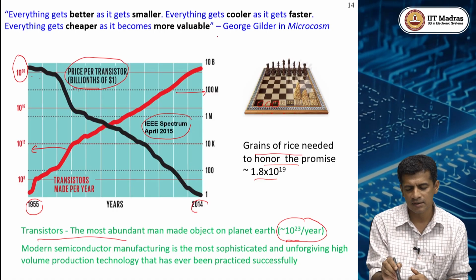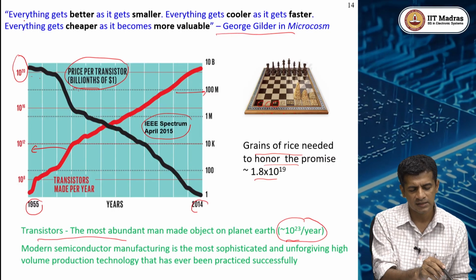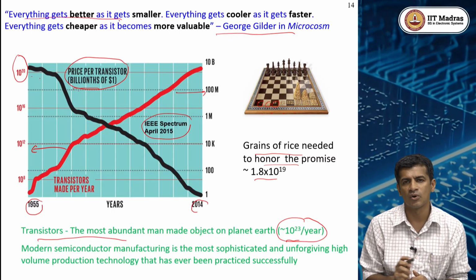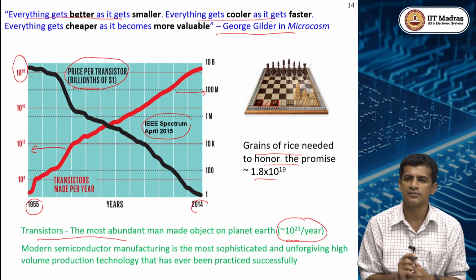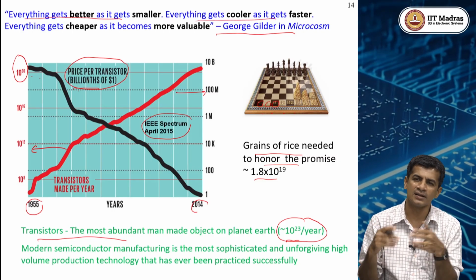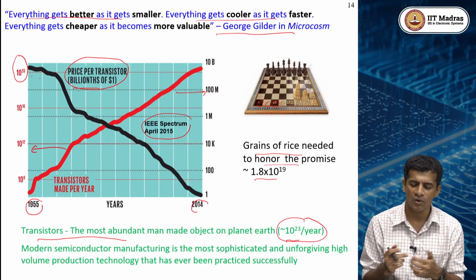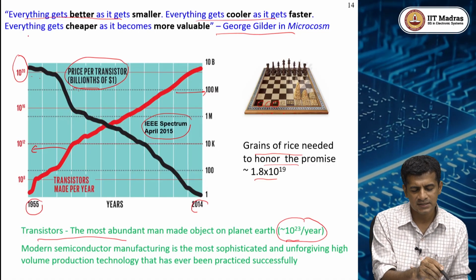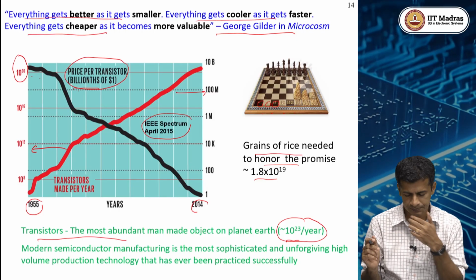This is a beautiful quote from George Gilder in his book Microcosm. He says that everything gets better as it gets smaller. Another important thing is that things get cooler as they get faster. This is very contradictory: if you look at mechanical systems, if you run them fast, they may get hotter and hotter. Also it gets cheaper, and it becomes more valuable.